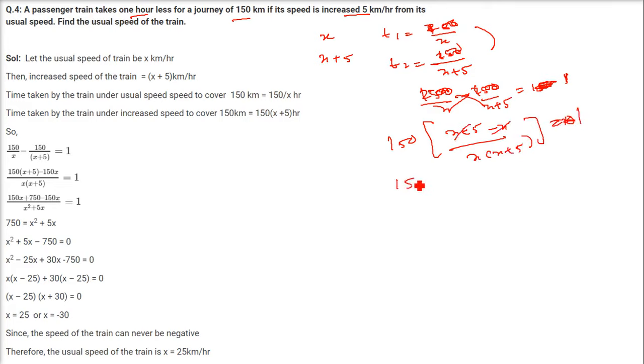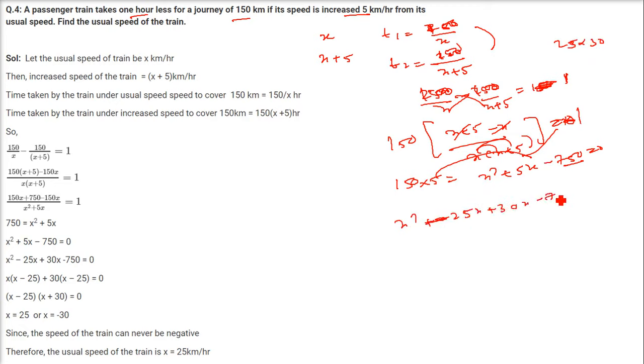This gets cancelled, so 150 into 5 will be equal to x square plus 5x. So I'm taking it here, x square plus 5x. Now I'm bringing 150 into 5 here, that is minus 750. Now 750 can be written as 25 into 30. So I can write x square plus 5x as x square minus 25x plus 30x minus 750 equal to 0.